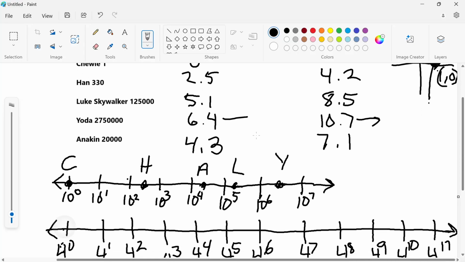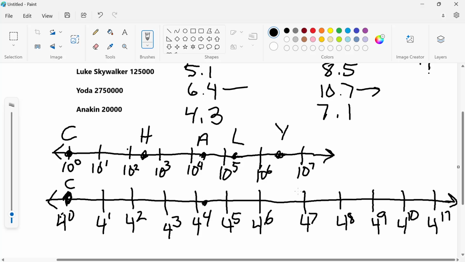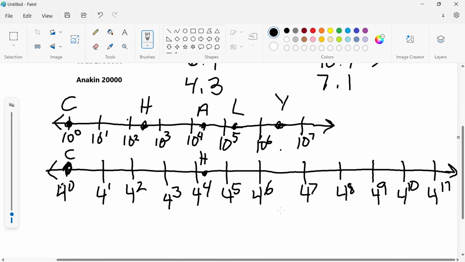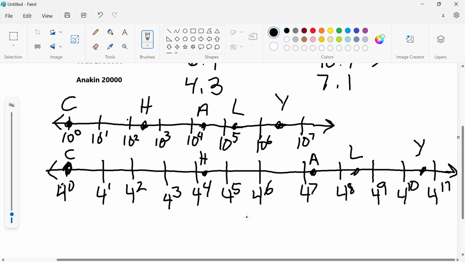So Chewy is still 0 because 4 to the 0 power is 1. And Han is 4.2, somewhere around there is Han. And then Luke is 8.5. Way over there is Luke. And then Yoda is 10.7. Yoda. And then Anakin is 7.1. And now it is revealed, at last it is revealed, that the order of the letters is exactly the same. The order is the same, and also the relative magnitude is.